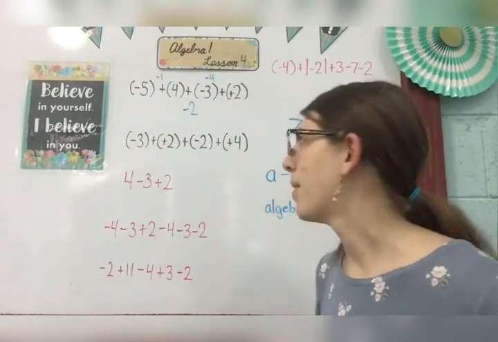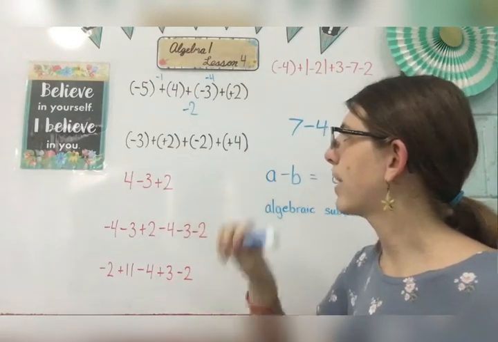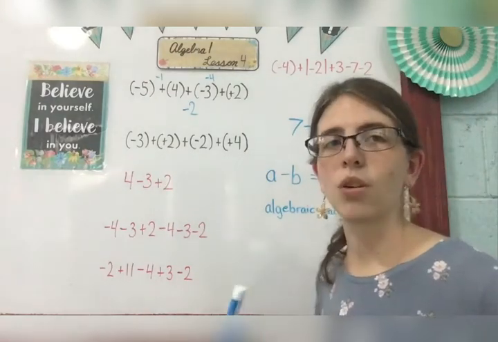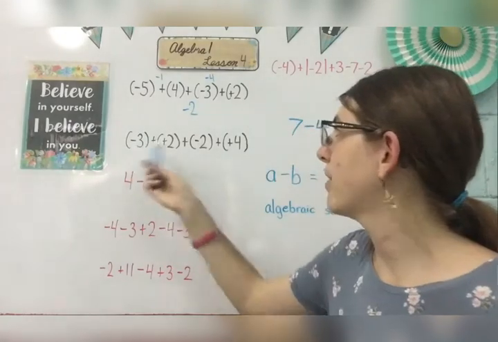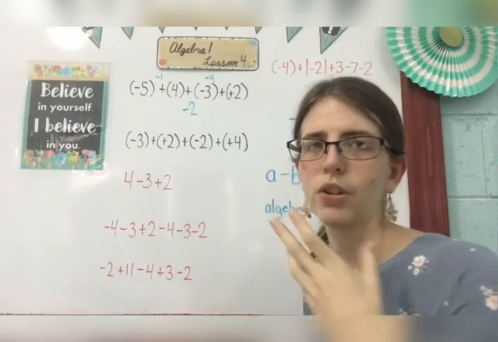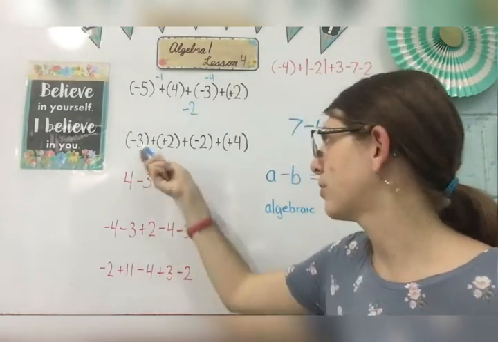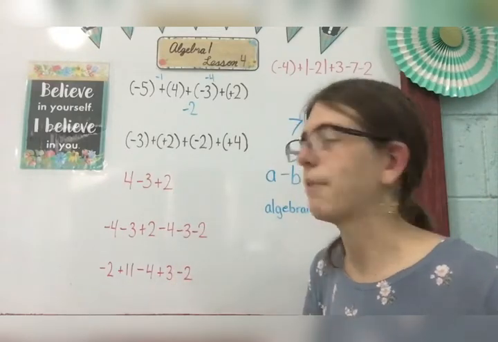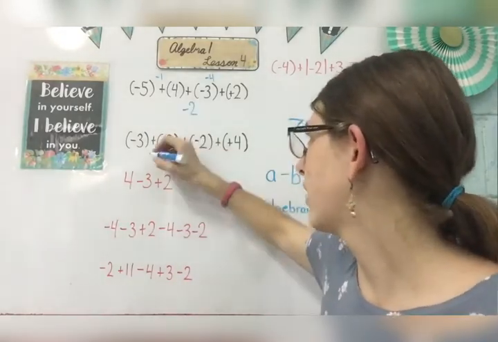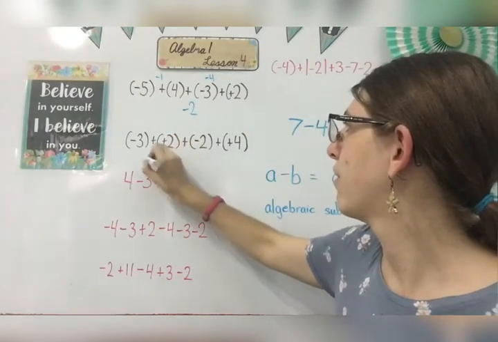Now let's look at the second one. Negative 3 plus positive 2 plus negative 2 plus positive 4. I'm going to add in order of my signs. So I have a negative 3 and a negative 2. It doesn't matter, by the way, if you add your positives first or your negatives first, not important. I'm just going to do the negatives first because I'm starting with the first number I see, negative 3. So negative 3 plus negative 2, just add them, keep their sign, negative 5.